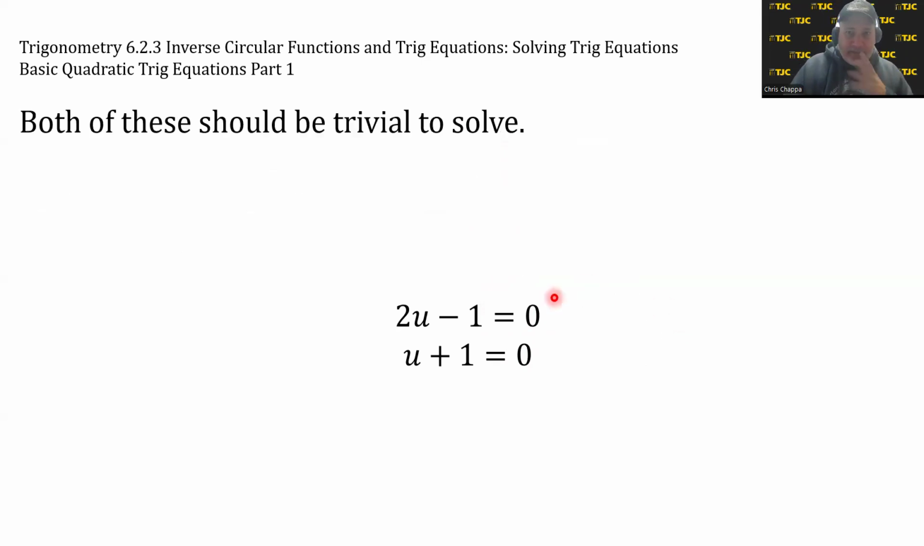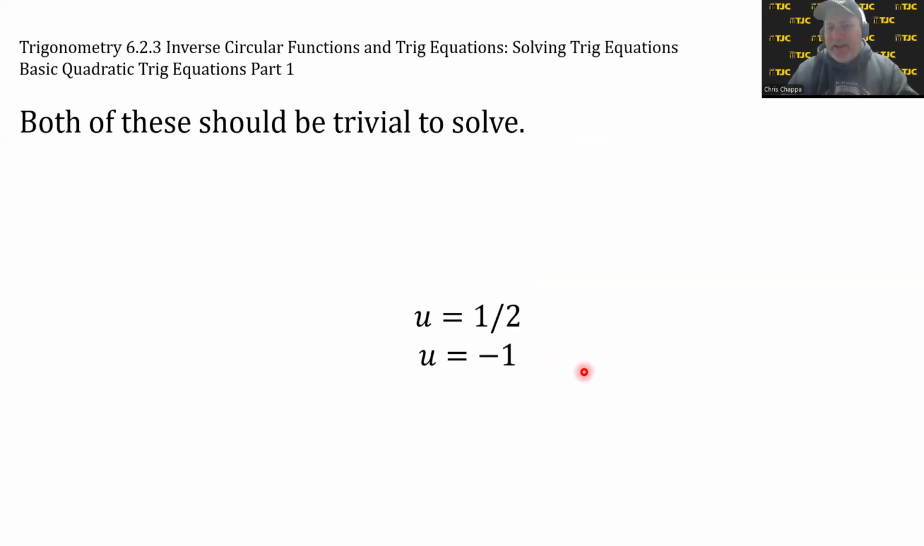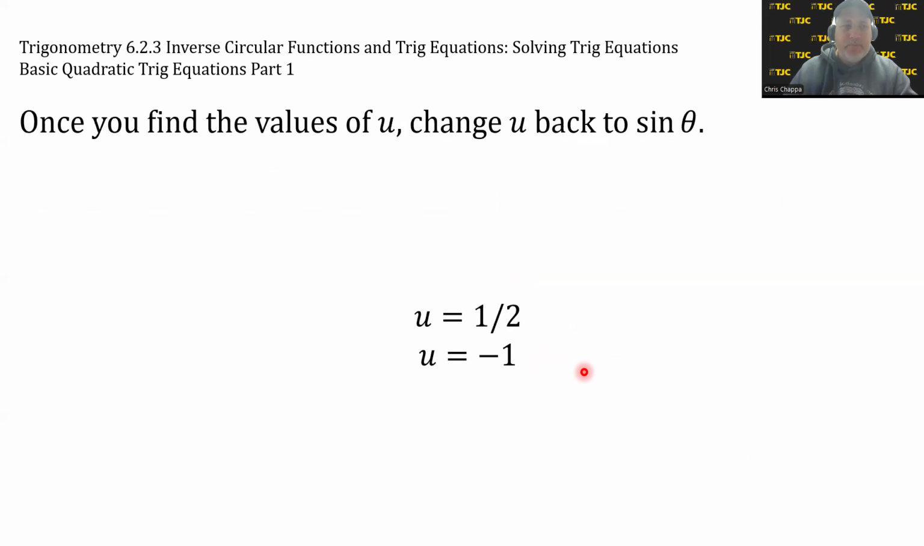Now, both of these linear equations, 2u minus 1 equals 0 and u plus 1 equals 0, should be trivial to solve, so we're not going to dilly-dally. The first one gives us 1/2. The second one gives us -1. Now, once you find the values of u, change u back to what it was representing, which was sine theta. So each u now goes back to becoming a sine theta. And now we just solve both of these basic linear trig equations.